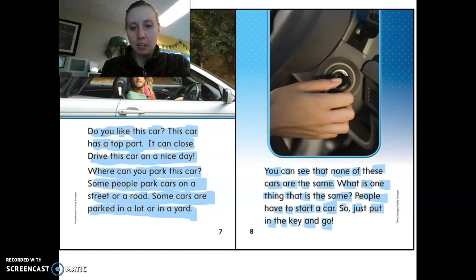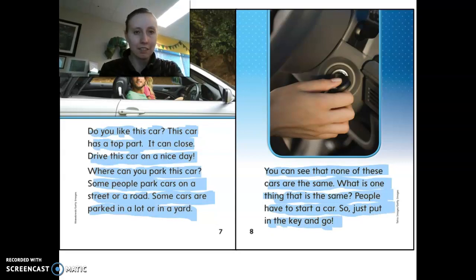Ready, begin. You can see that none of these cars are the same. What is one thing that is the same? People have to start a car. So just put in the key and go. Okay, friends, so that was a nice story.